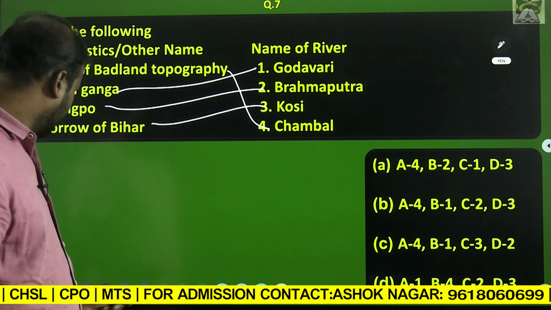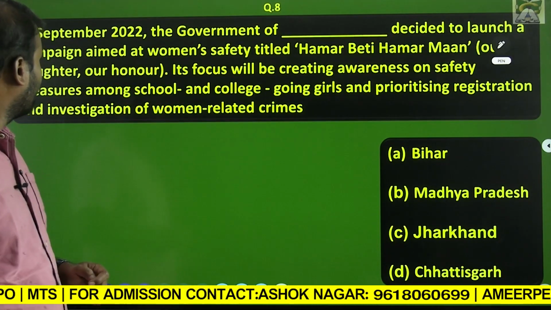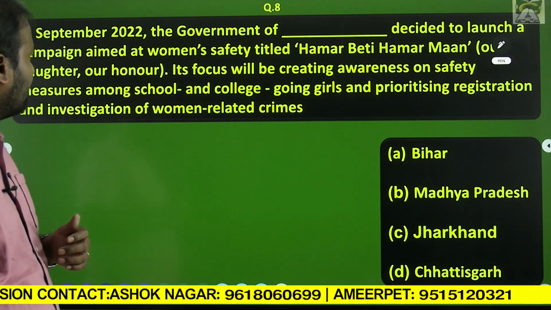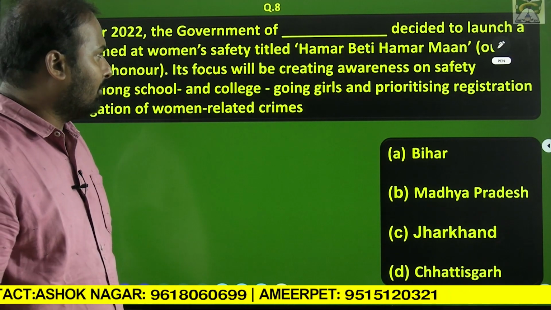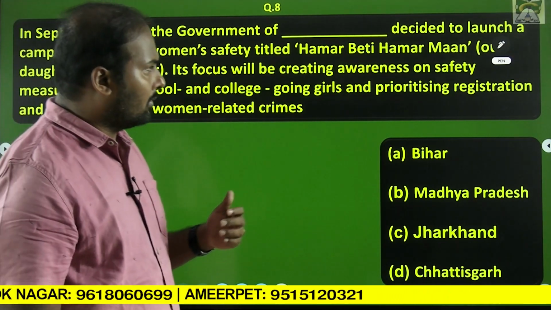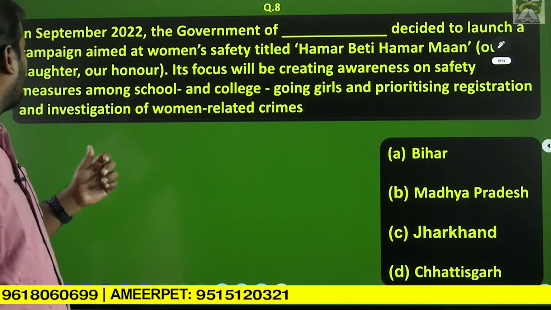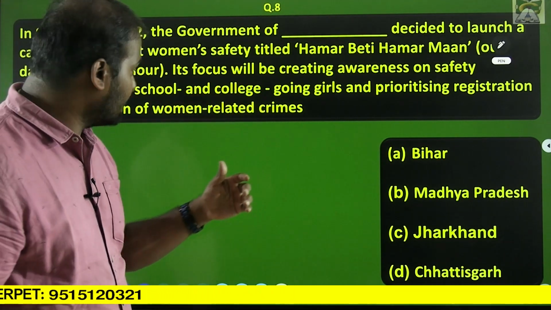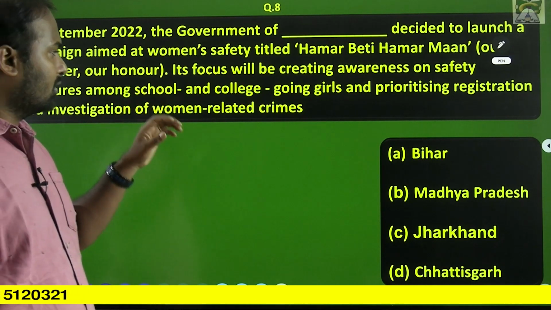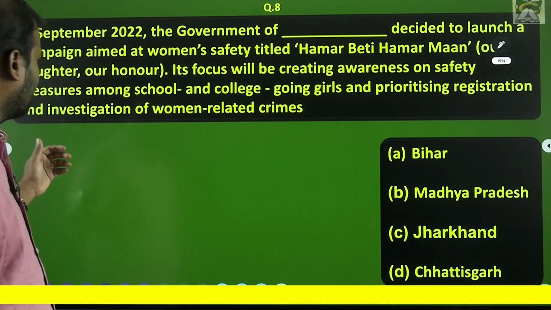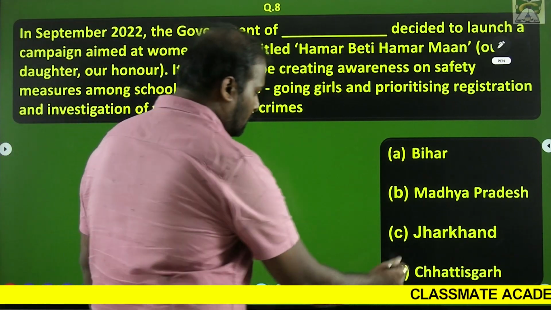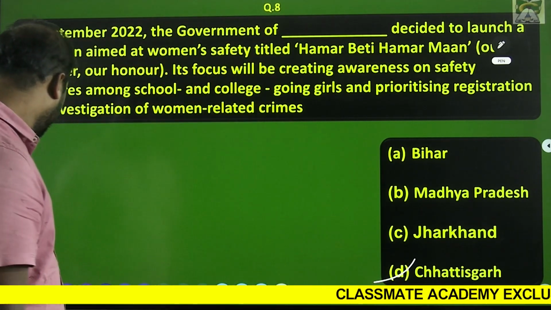This question is from Indian geography. Next one. In September 2022, the government decided to launch a campaign aimed at women's safety titled Hamar Beti Hamar Maan. Okay. So obviously this is a scheme, a current affairs question. Obviously it is mainly to create awareness on safety measures among school and college going girls and prioritizing the investigation of women related crimes. Anyway, this is a current affairs question, directly a scheme based question. So your answer is Chhattisgarh.